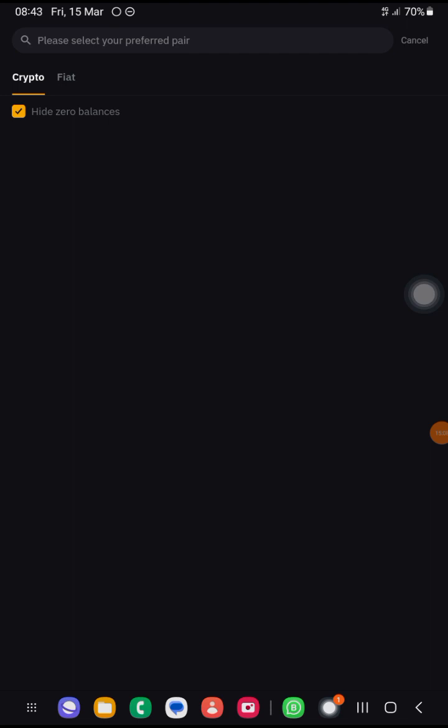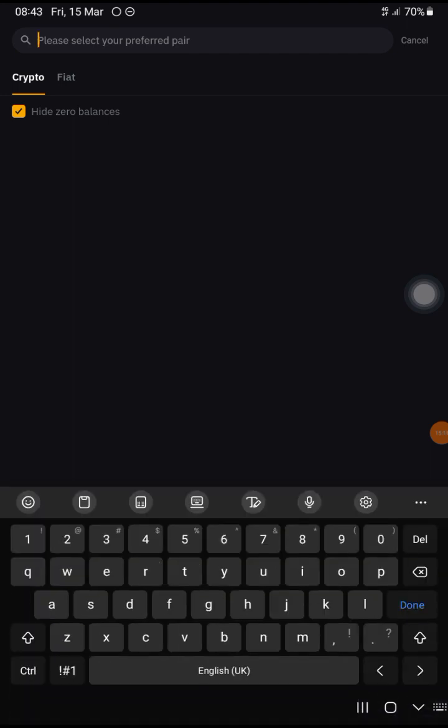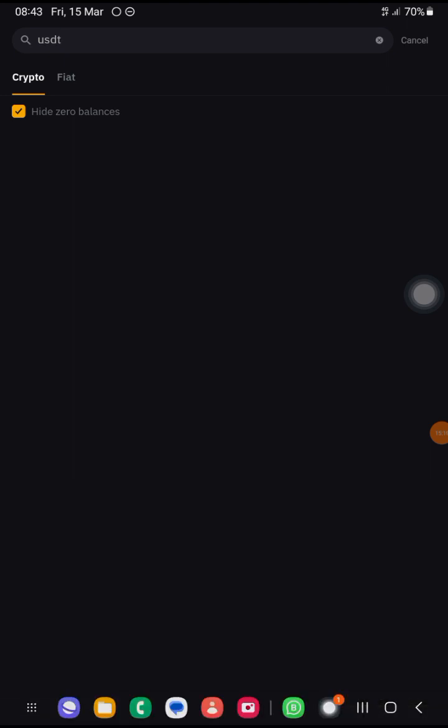So these are the crypto assets. You can always search here. Maybe I want to withdraw USDT. I can just say USDT is what I want to withdraw. Let me search for my USDT here. Then it's going to bring up my USDT, the one I'm having. My balance on the USDT is going to pop up as well, so that I'll be able to know, okay, this is the one I'm withdrawing.